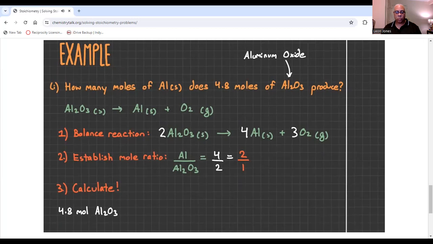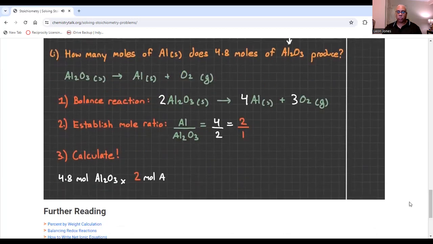Our last step is going to be to calculate. We start with 4.8 moles of aluminum oxide, as the question says, and multiply it by our new ratio, 2 moles of aluminum per mole of aluminum oxide. Moles of aluminum oxide will cancel, and we're left with 9.6 moles of aluminum solid, which is our answer.